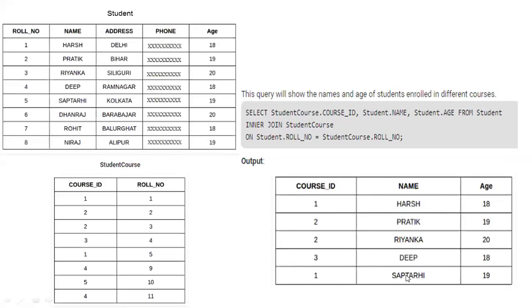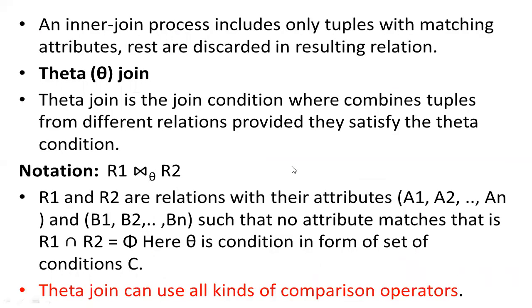So like this, what we'll do, we'll just write a query, and then we'll try to join. Obviously, in the practical sense, we'll be using a query like this in the practical application, and we need to perform the join operation in all the real-time applications, right? So then an inner join process includes only tuples with matching attributes, the rest are discarded in the resulting classes. Okay, so this is what happens in the previous one. Whatever the matching attributes, that alone is considered from both the tables, and then the remaining things are discarded.